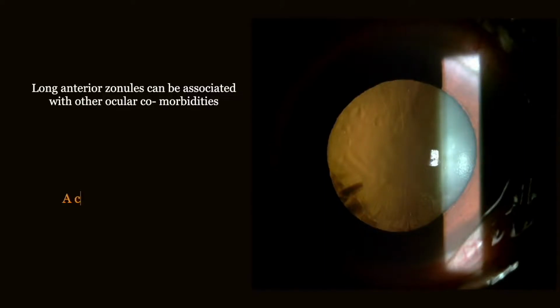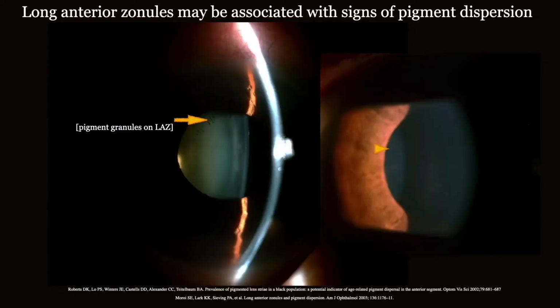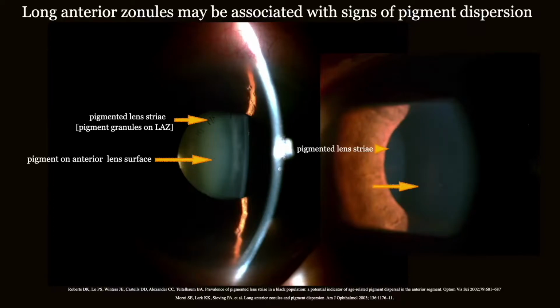So what is their significance? Eyes with long anterior zonules have multiple ocular comorbidities. A careful examination is required to help in identifying these comorbidities. They are associated with pigment dispersion and have pigment on the anterior lens surface, pigment deposits on the LAZ themselves, pigment on the posterior corneal surface, and a Krukenberg spindle. Due to this, they are often mistaken as eyes with pigment dispersion syndrome.